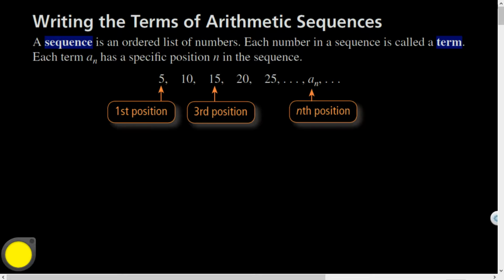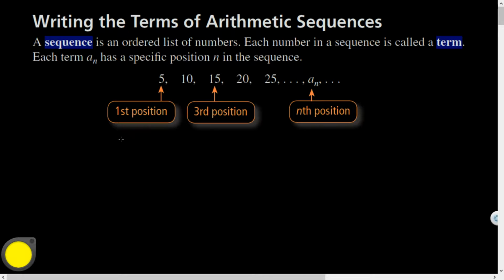We've dealt with all of these different types of linear relationships, and today we're going to deal with discrete patterns where there are no numbers in between my points, but numbers that are just a list, a sequence, which is actually what we're talking about. A sequence is an ordered list of numbers, and each number in a sequence is called a term. So here's the first term, here's the second term, here's the third term.